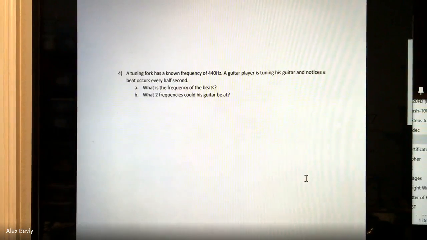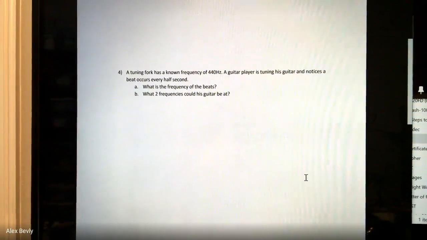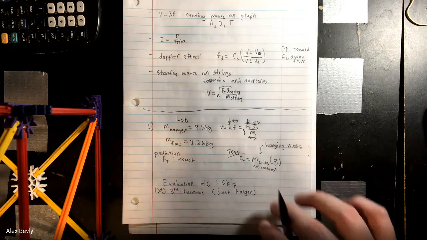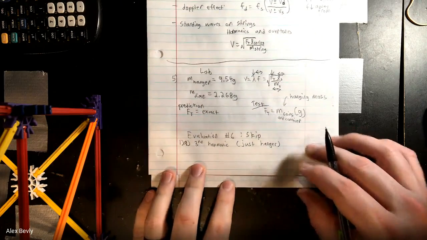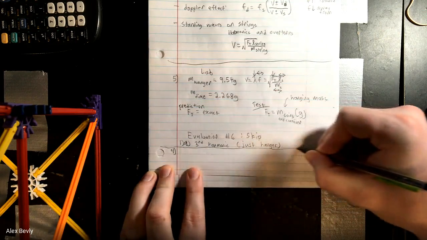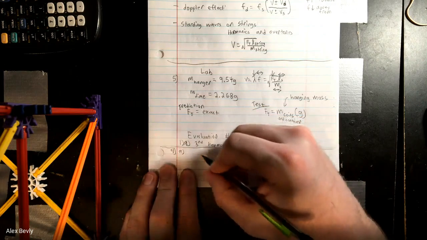A tuning fork has a known frequency of 440 hertz. A guitar player is tuning his guitar and notices a beat occurs every half second. What is the frequency of the beats, and what two frequencies could his guitar be at? I thought about removing that question, and it's not going to be on the test, but it's still a good thing to look at. We did some work on it. So the first thing it wants is the frequency of that beat.